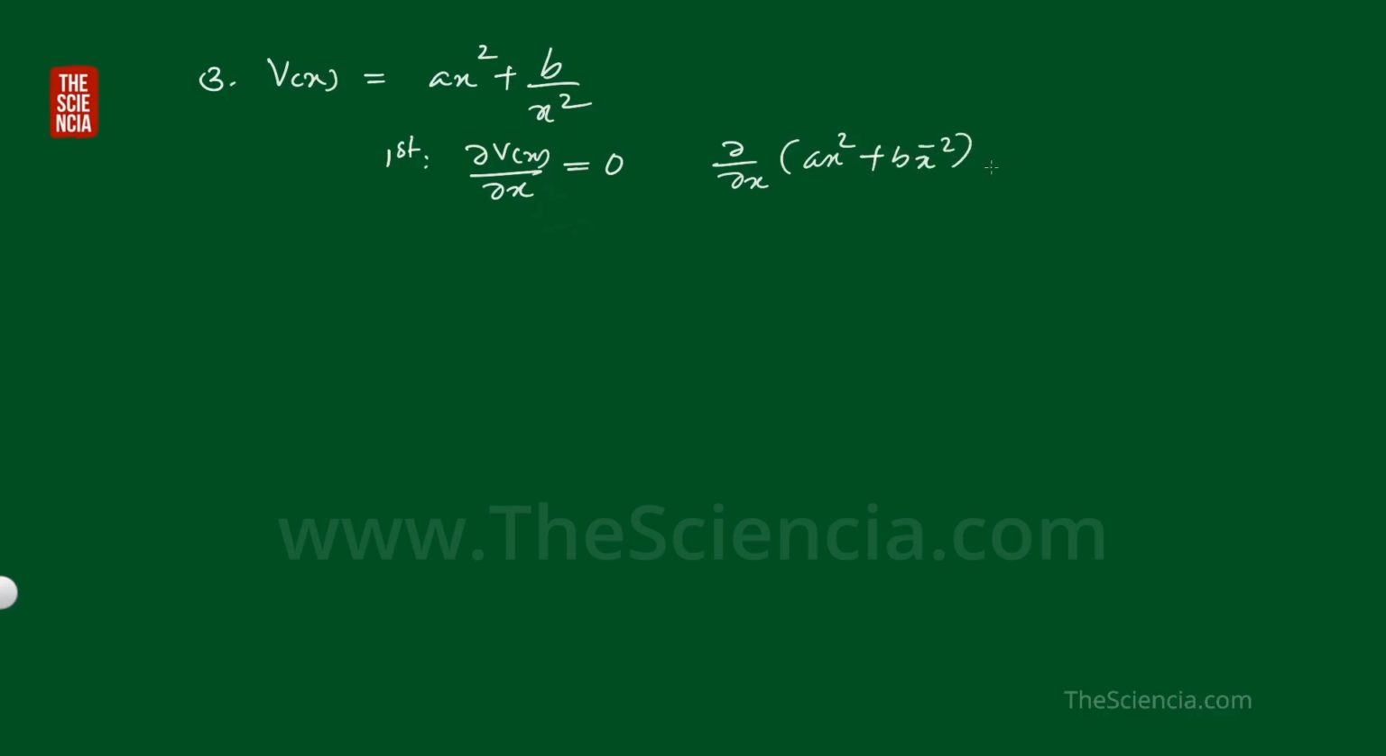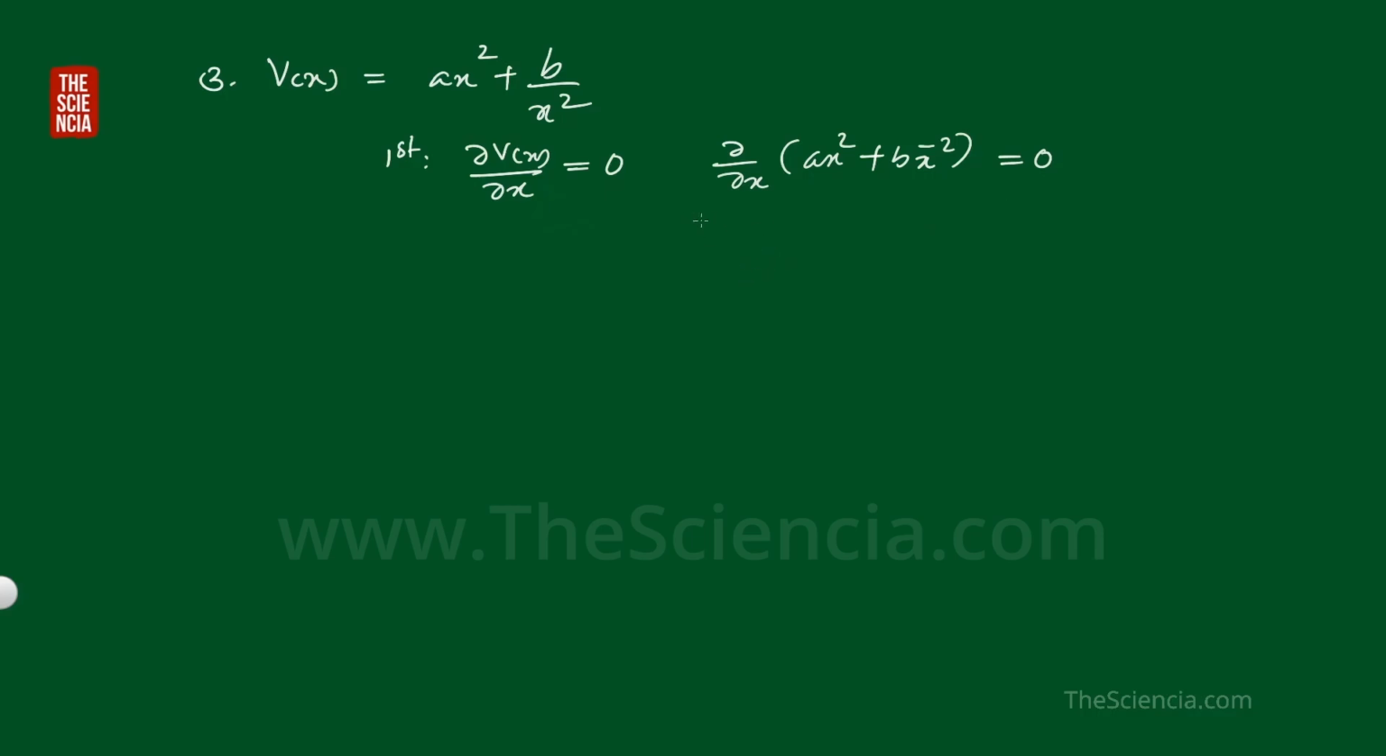Another example problem: V(x) is equal to ax² plus b by x². So the first step is we have to find ∂V(x)/∂x, and we have to equate this value to 0. That is, ∂/∂x of (ax² plus bx^-2) should be equal to 0. So we can find out the equilibrium points.